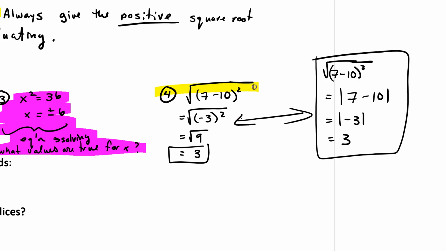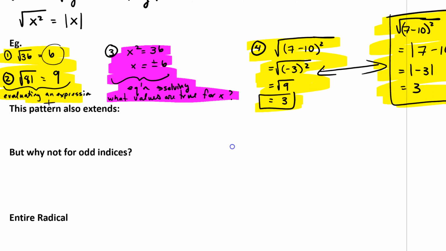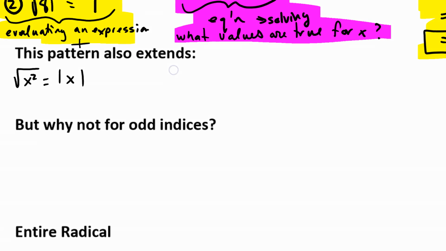Now, I'm just going to highlight this in yellow because it is an example that exemplifies the principal square root. Okay, it's also important here to notice that the pattern also extends. So I'm going to say not only does the square root of x squared equal the absolute value of x, but the fourth root of x to the 4 is also the absolute value of x.